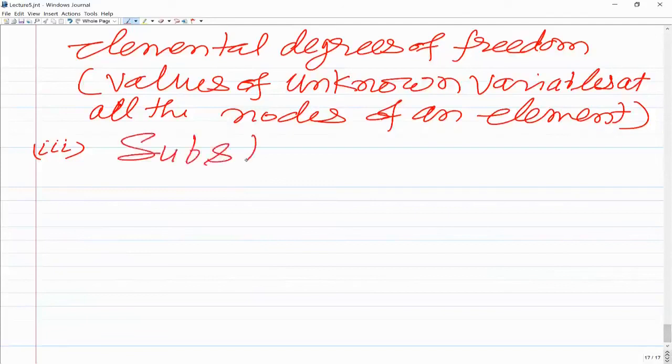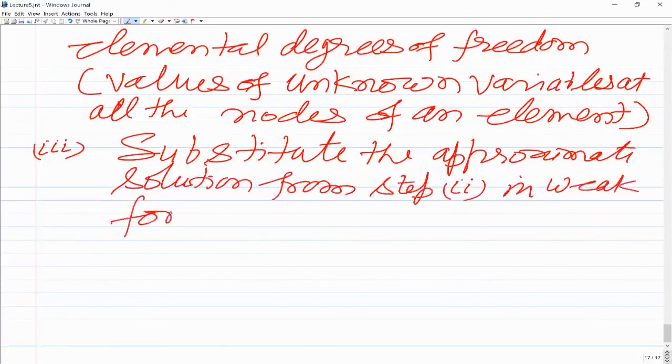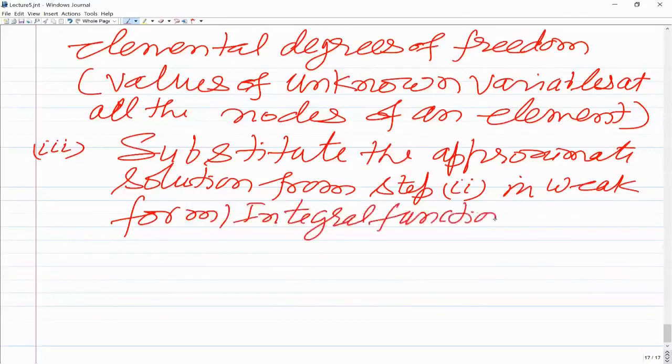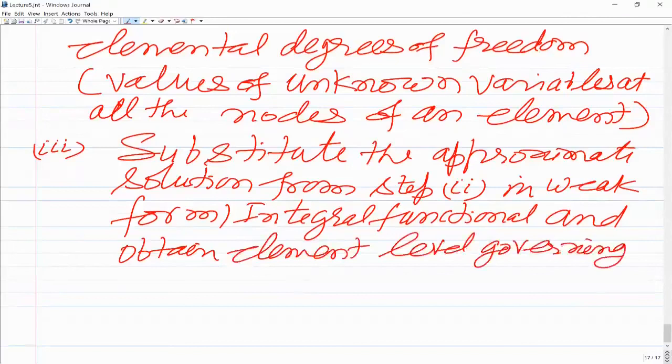So next is to substitute the approximate solution from step 2 in the weak form or integral functional and obtain the element level governing equations.